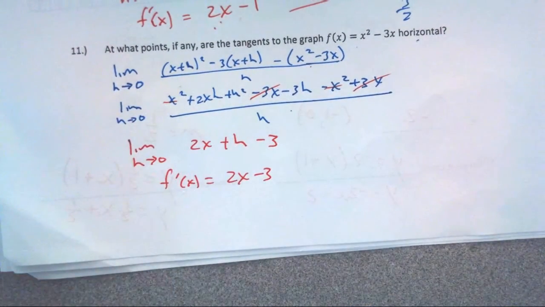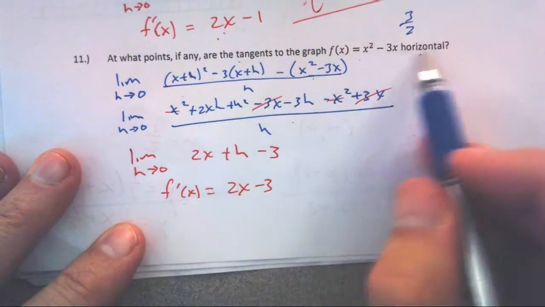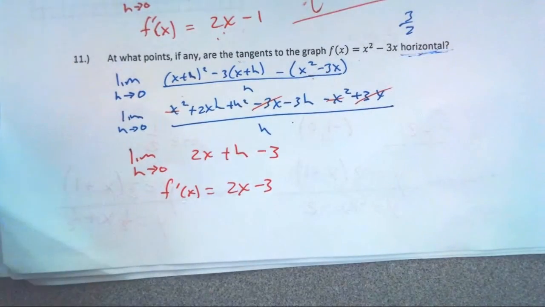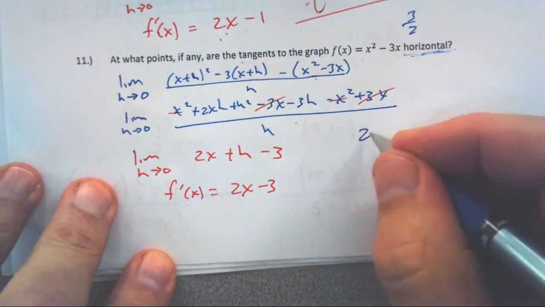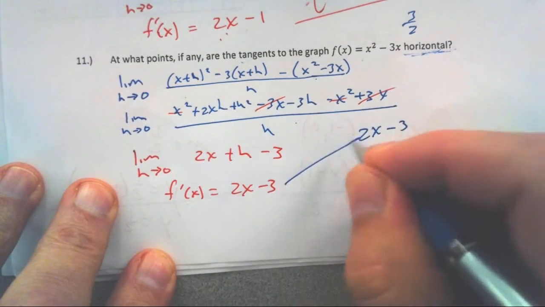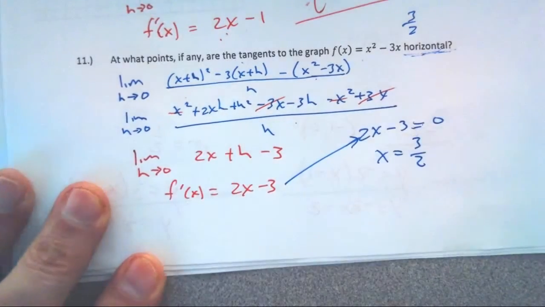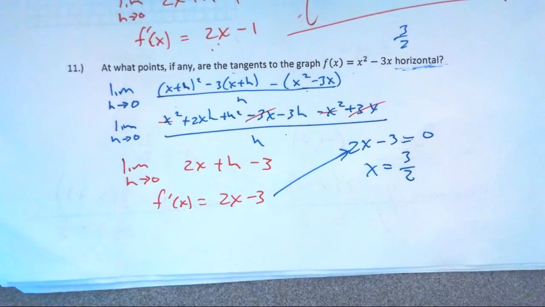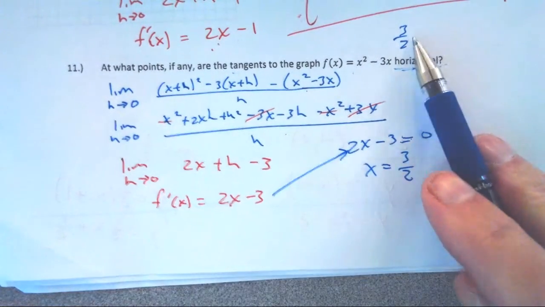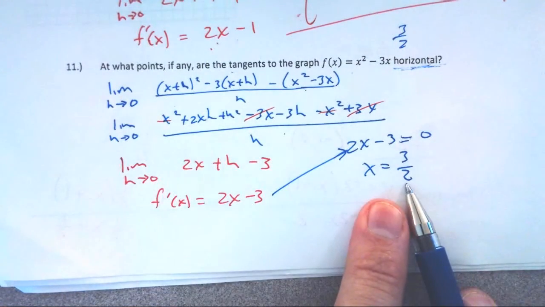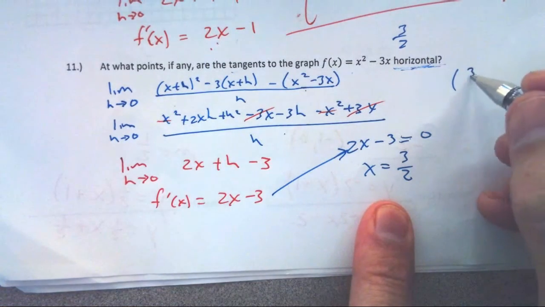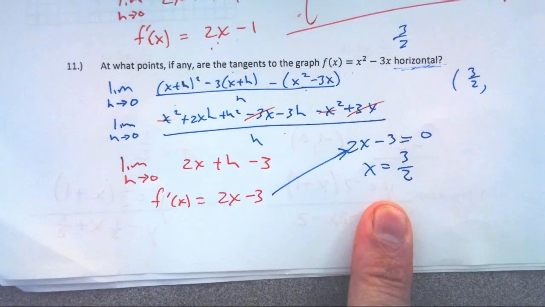That's my slope formula. But what do we know about slopes of horizontal tangent lines? They're 0. So let's make 2x minus 3 be 0. X is 3/2. Shocking that we came up with 3/2 there. Is that the point? That's half of the point. The point is at 3/2 somewhere.